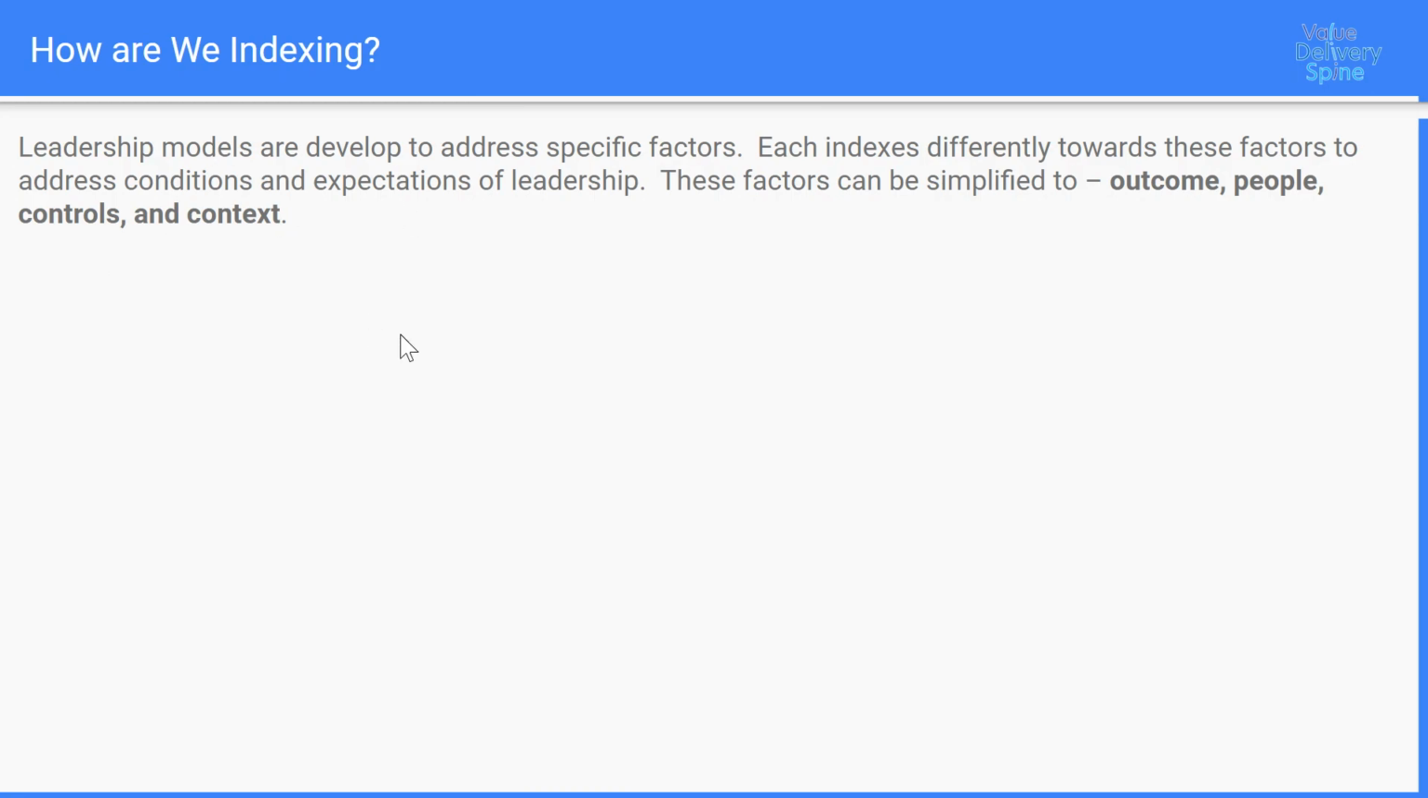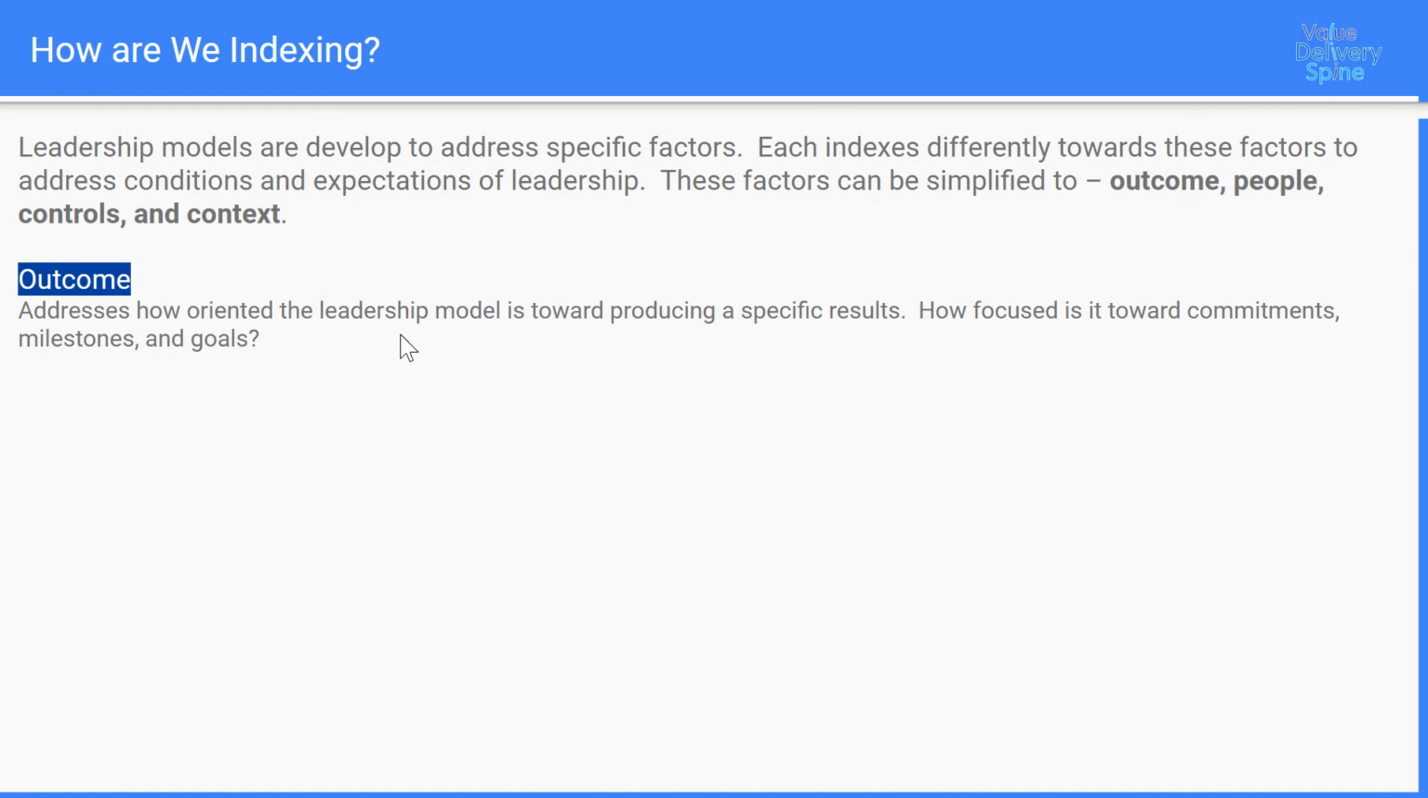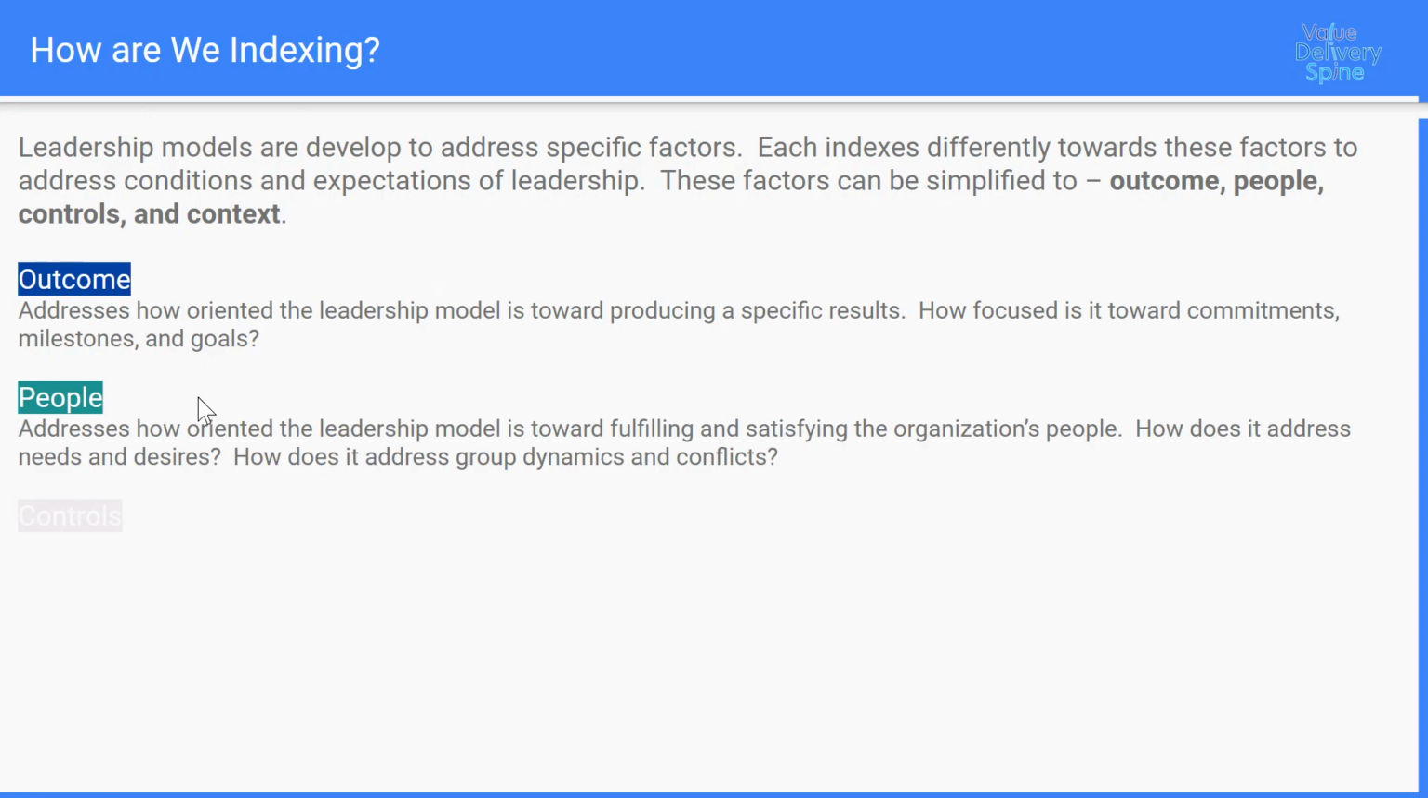Let's define those vectors before we jump into the model. Outcome is focused on the outcome. What are we trying to accomplish? What commitments do we have? What milestones? What goals? And how do we need to focus on those to deliver what we need to deliver? The second vector is people. How do we focus on people? What are their needs? What are their desires? How do we address those and ensure that people are satisfied?